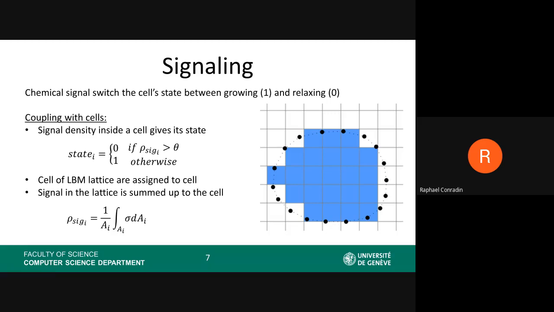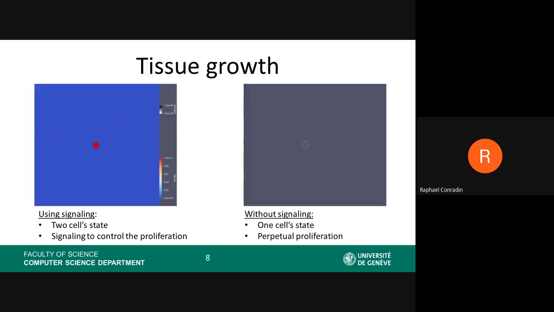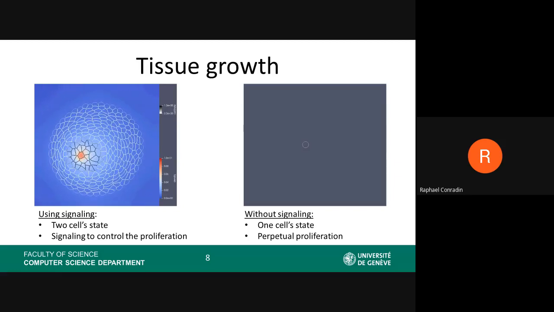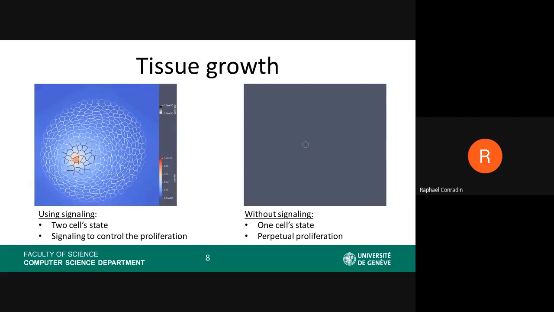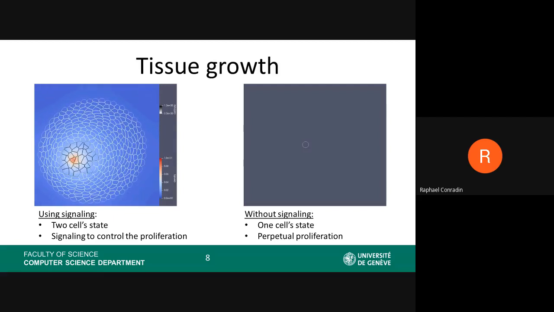So now I will show you some test cases that we have. The first one is the tissue growth. First, using signaling, as I presented before, we have one cell that is producing some chemical signal that allows the neighboring cells to be in growing, proliferation mode. In black, it's the cells in proliferation, and in white, the cells are in relaxing mode.